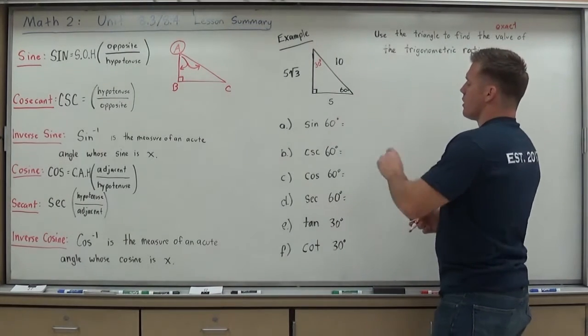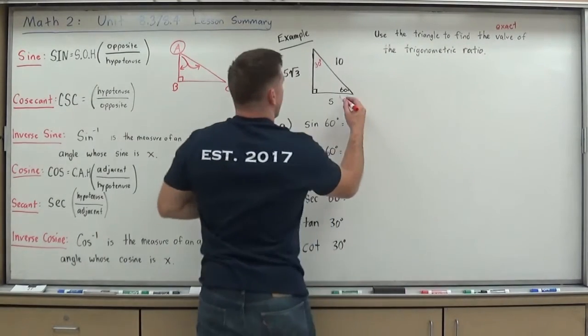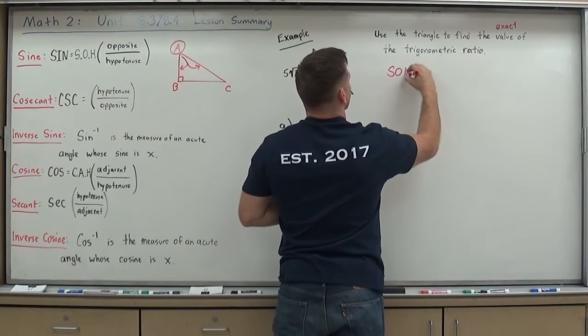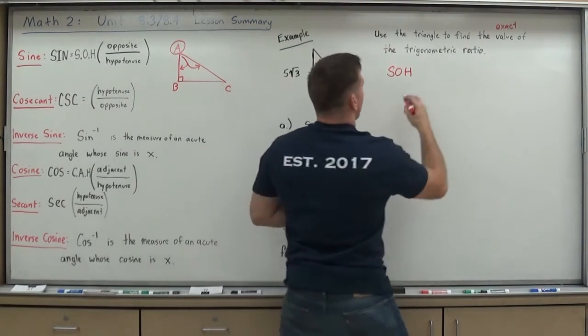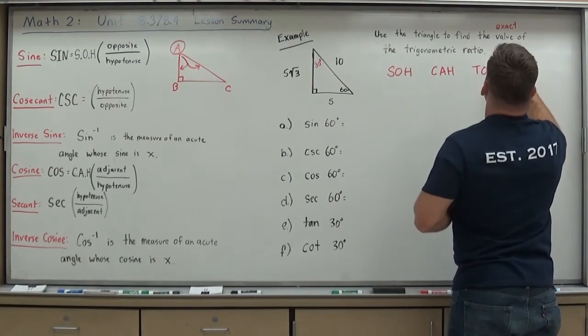So let's give it a shot. Sine of 60. So I'm going to use 60 as my reference angle. Sine, okay, opposite over hypotenuse. And actually, why don't we write that down so we don't forget? If they want me to do sine, it's SOH CAH TOA.